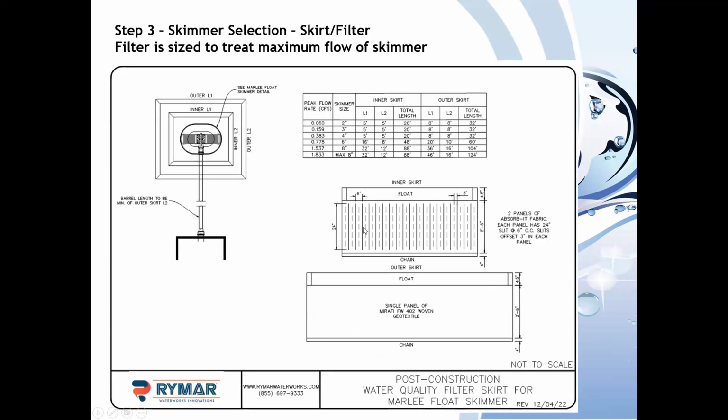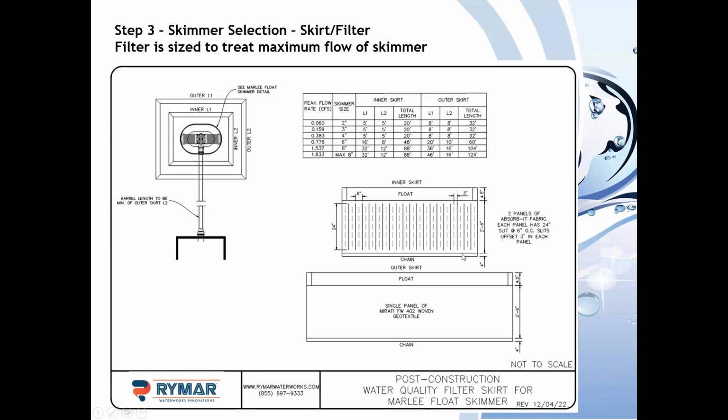This is the detail for the filter. One thing to point out: the filter sizes are based on testing the 4-inch with a 4-inch orifice, and we have to maintain the flow rate per square foot. So we maintain the area of the filter so we have a flow rate per square foot that we're allowed, and we have to make sure we get enough area of the filter to meet that.